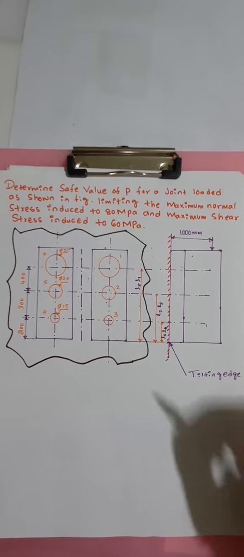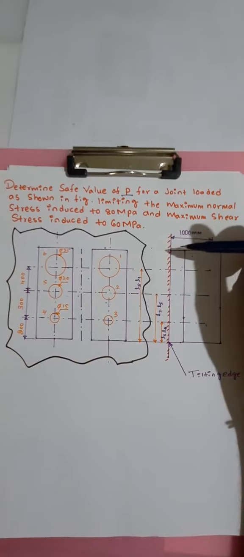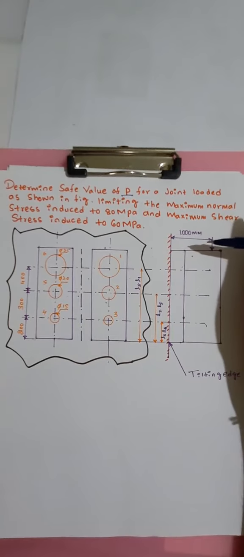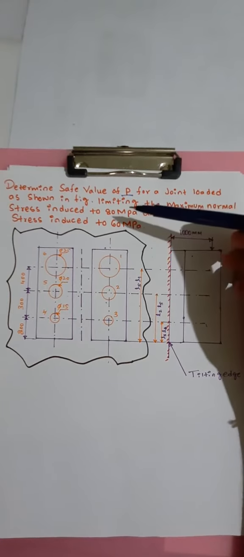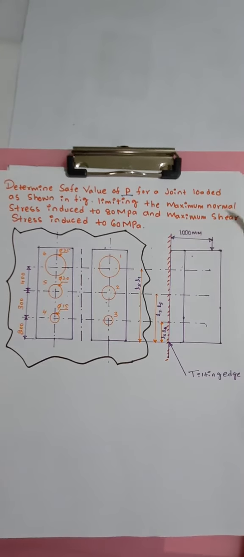Determine the safe value of P for the joint loaded as shown in figure. This is the joint we have, loaded as shown in figure, limiting the maximum normal stress induced to 80 MPa and the maximum shear stress induced to 60 MPa. So tau max and sigma max we have with respect to this given problem.